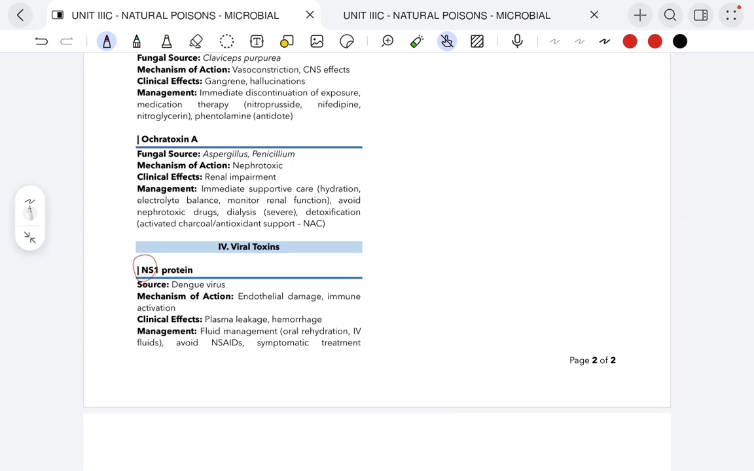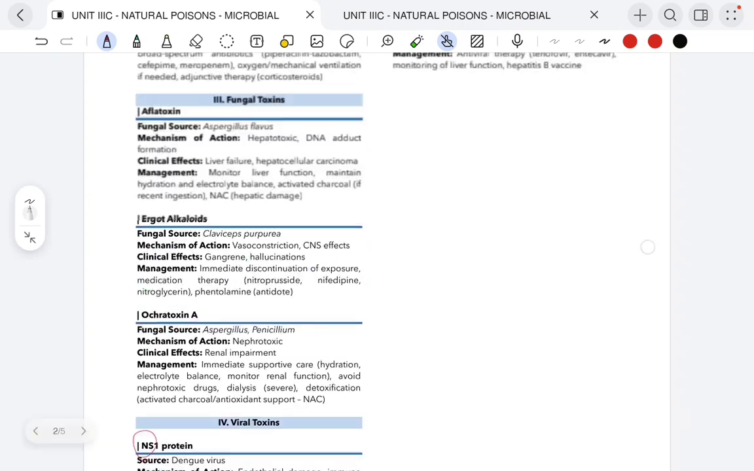Okay, so for the management, we can provide fluids like oral rehydration and IV fluids. We need to avoid as well NSAIDs because it can affect the formation of your, what I mean is that your NSAIDs can affect the formation of your blood clots because, diba, if you can still remember the breakdown of your arachidonic acid by your COX-1, that will result to the formation of your prostaglandin as well as your thromboxanes, which are important for the formation of your blood clots. And then we can provide as well symptomatic treatment.